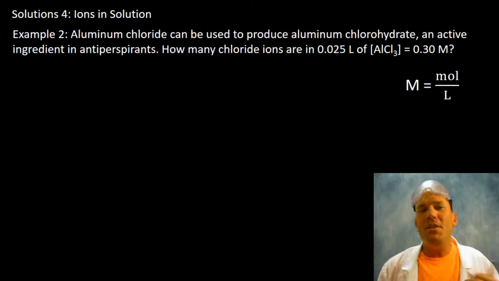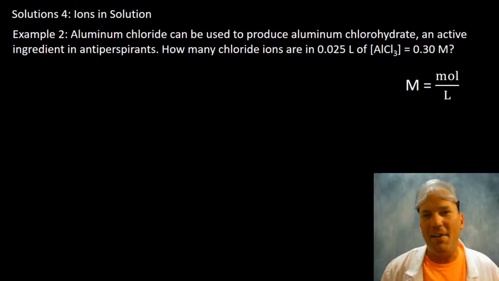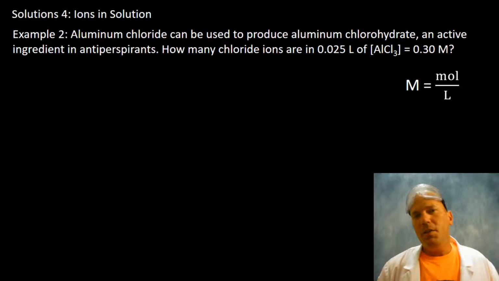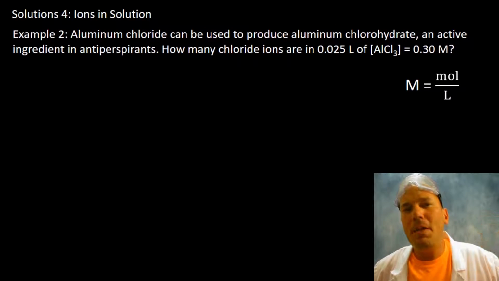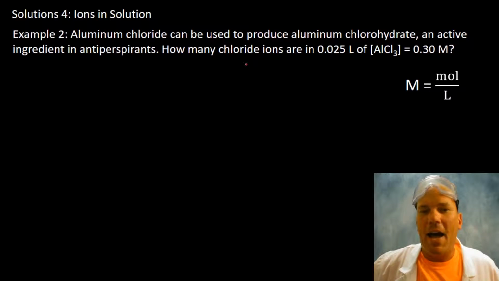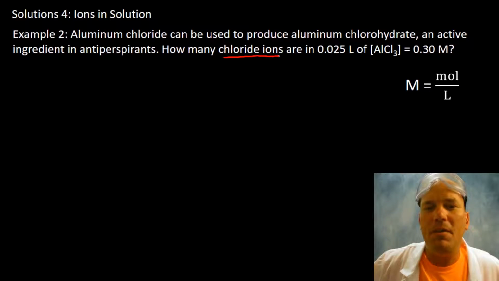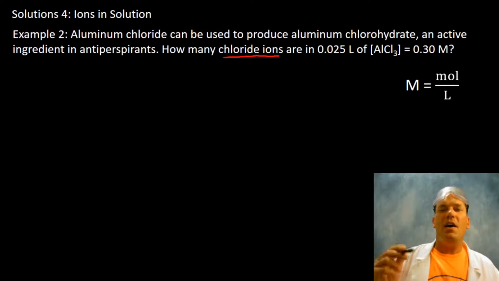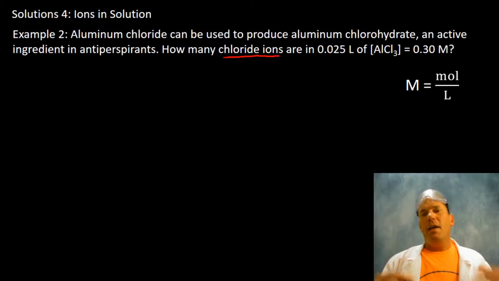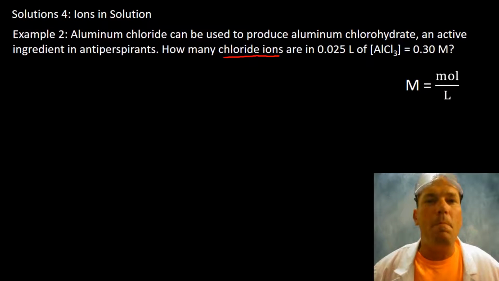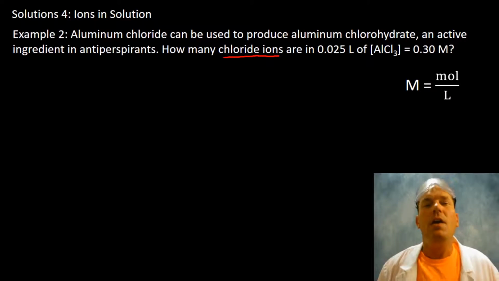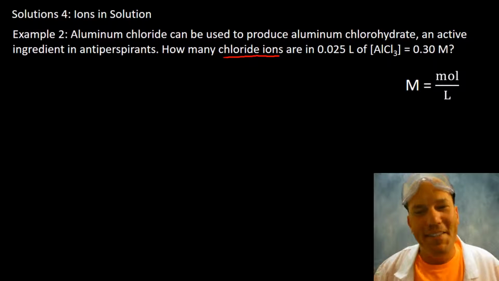Aluminum chloride can be used to produce aluminum chlorohydrate, which is an active ingredient in antiperspirants. You're being asked how many chloride ions, how many, I'm gonna underline that, are in 0.025 liters of an aluminum chloride solution with concentration of 0.3 molar, which means there are 0.3 moles over 1 liter.